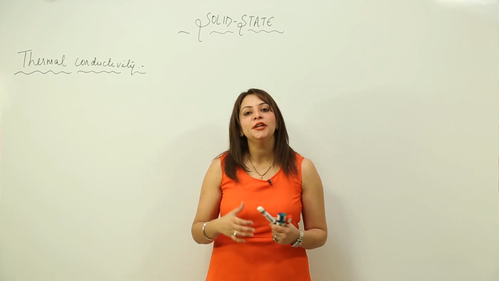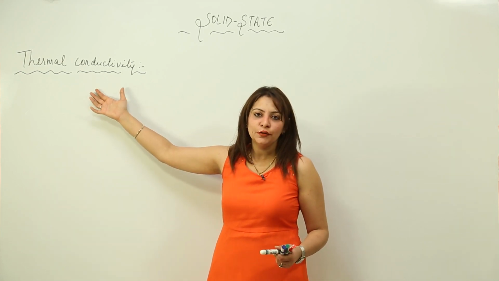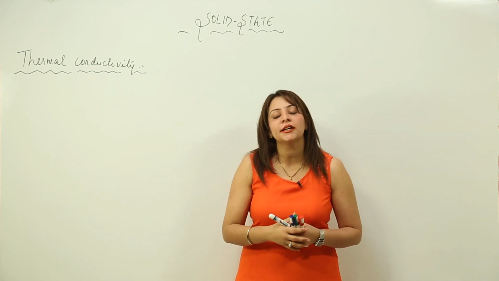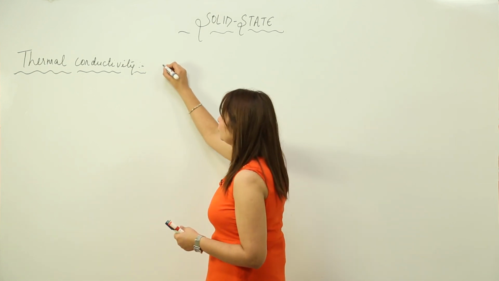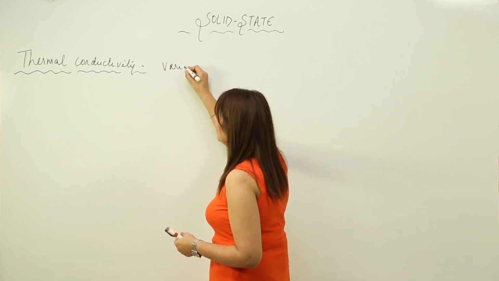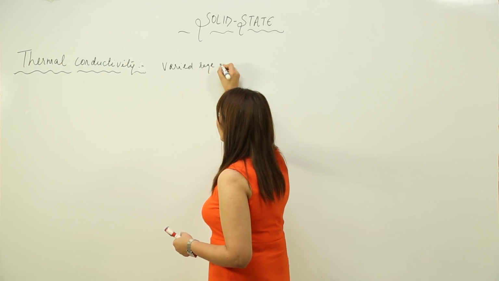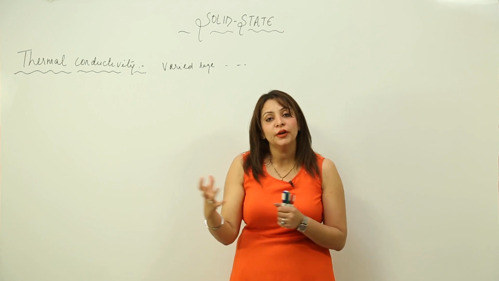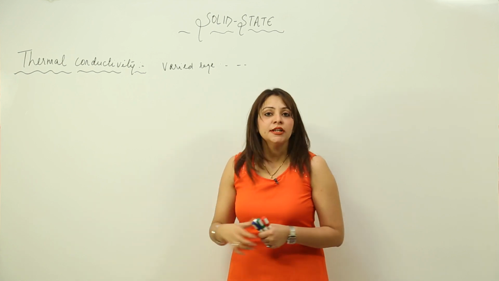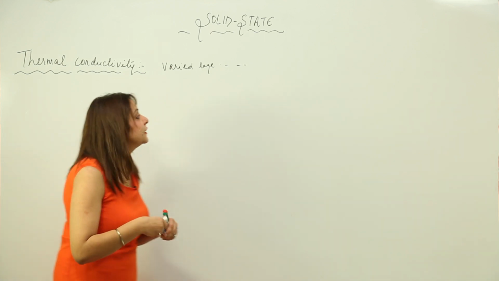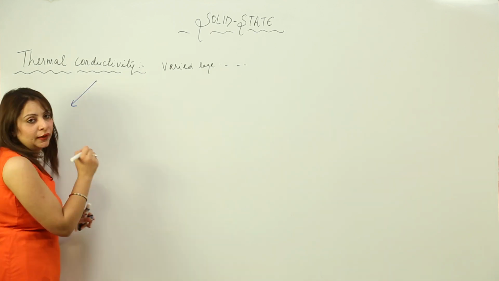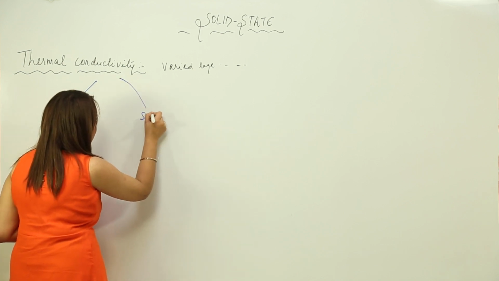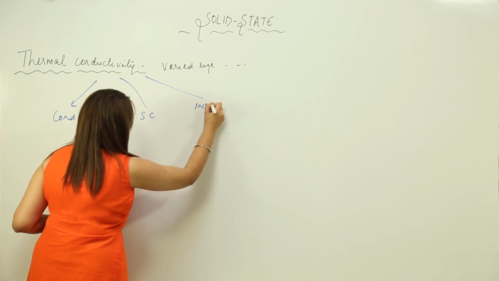Now we are going to take up a new property, that is the thermal conductivity of solids. You will be surprised to know that solids show a varied range of conductivity. That means the conductivity of solids varies to a great extent. So according to thermal conductivity, we divide solids into three categories: conductors, semiconductors, and insulators.